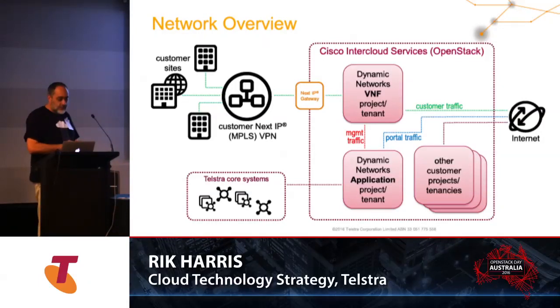So the first tenant that's been created there is the virtual network function tenant, and that's the one up the top there, the dynamic networks tenant. And so if that happens to have, say, a virtual firewall in there, then the traffic can come from the customer sites through the gateway, through the virtual firewall, and out through to the internet after having been secured appropriately.